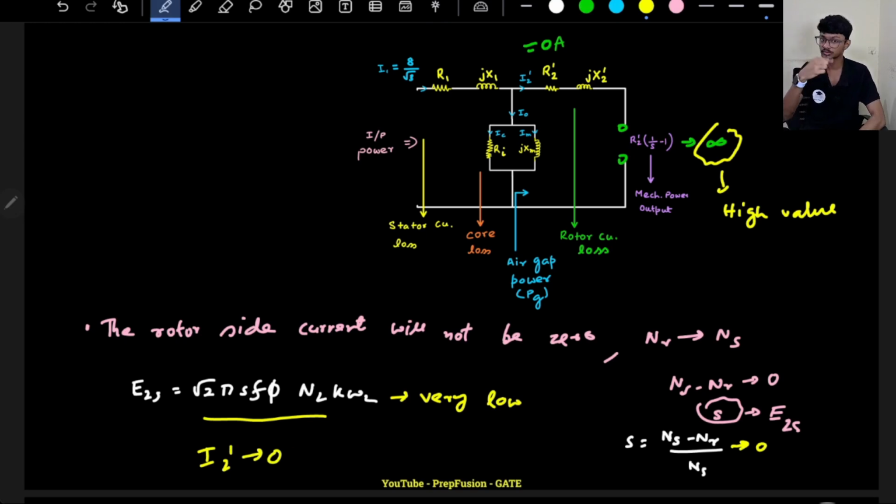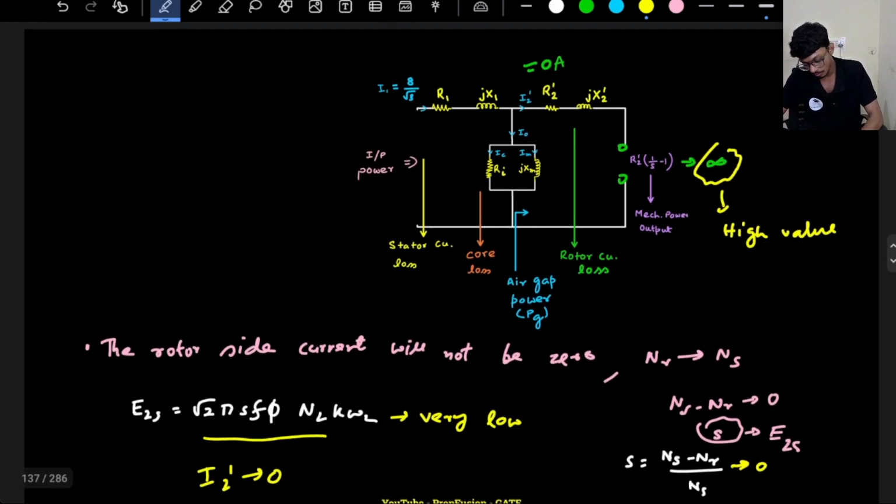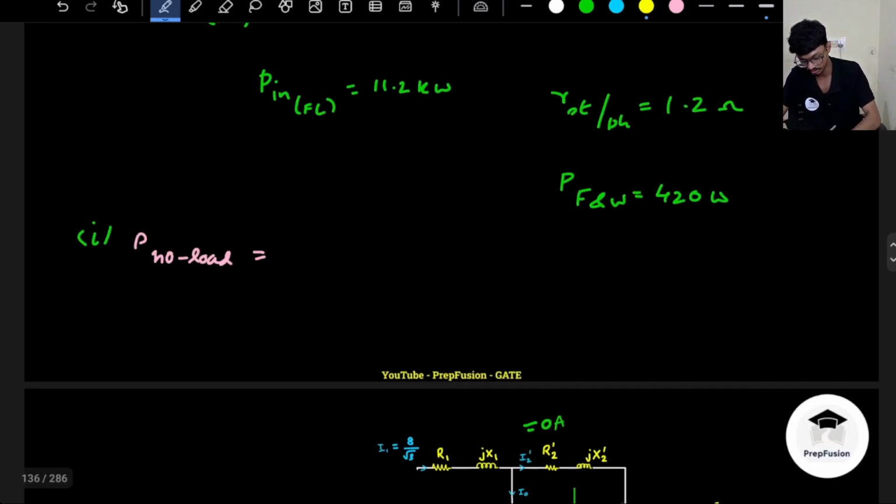But since the rotor is rotating, it is not completely no load. Let's assume this is the shaft, and I am not connecting any load. No load means I'm not connecting any mechanical load like a pump to the motor. But the rotor will rotate without any load, so it will take some current, but that current value will be very, very low. You might be confused how there is friction and windage loss in no load if the motor is not rotating. The motor is rotating, but a mechanical load like a pump is not connected.